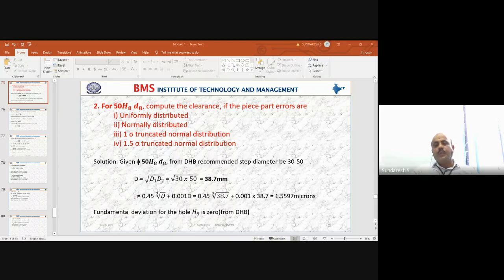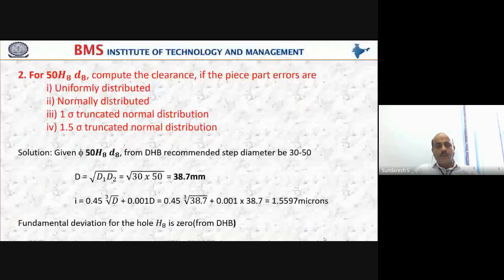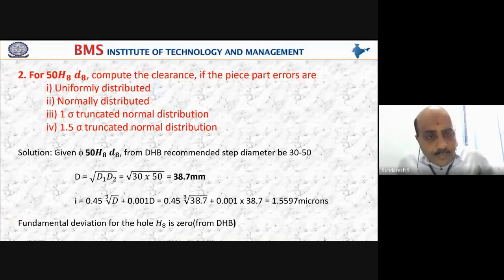Okay. My dear students, please make a note of this problem. This is a problem which is asked for 10 marks in your examination. Take down.